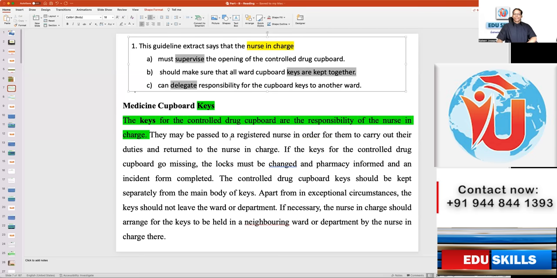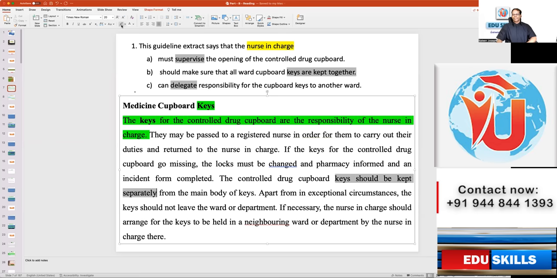Where do you have the answer? They may be passed to a registered nurse in order for them to carry out their duties and return to the nurse in charge. Do you find any of the options there? Supervising or keys are kept together? Nurse in charge. Keys should be kept separately. Here it says keys are kept together.